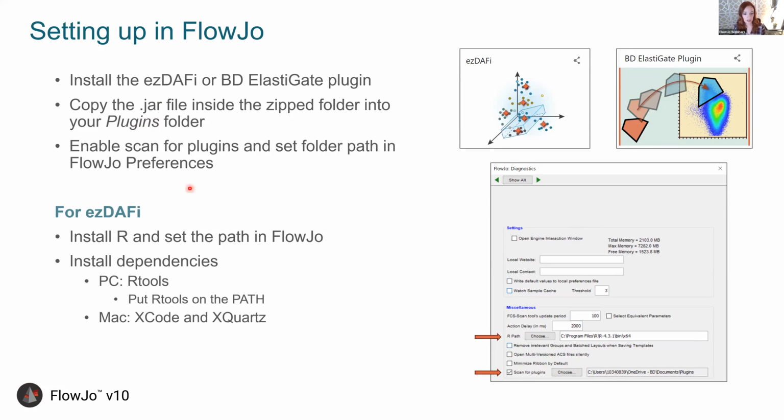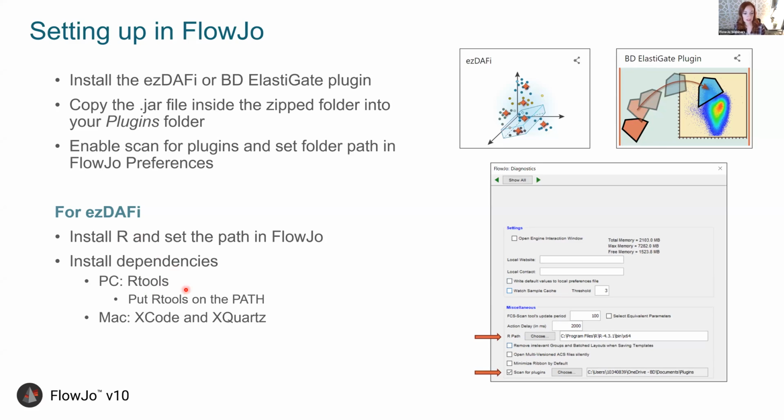Now, I will say, if you want to use EasyDaffy, it's got a couple extra dependencies because it is an R-based algorithm. Okay, so if you want to use EasyDaffy, you'll also need to install R and set that R path in FlowJo, which for a PC typically looks something like this. And then you'll also need to install one other dependency, right? So you'll need R for sure.